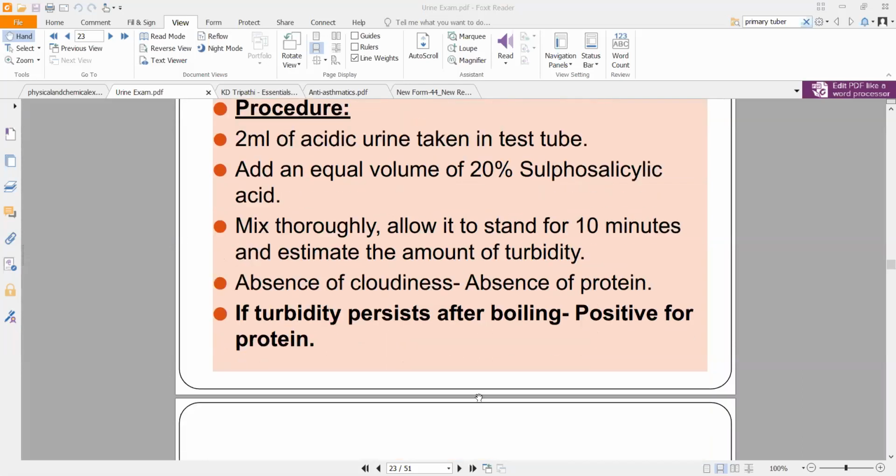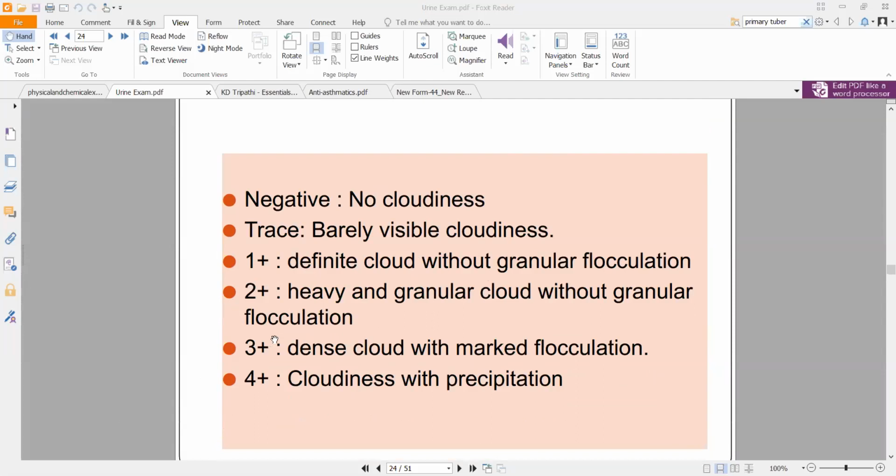This is a little simpler test. Here also you will assign a few points. If there is no cloudiness, that indicates there is no protein altogether. If there is barely visible cloudiness, that is a trace of protein. As you go further down, you'll see heavier and heavier cloudiness, to the extent that you will start seeing precipitation and flocculation. At +1 there will be no flocculation, but cloudiness will be there. At +2 you will see a heavy, granular cloud without flocculation, so the cloud becomes thicker.